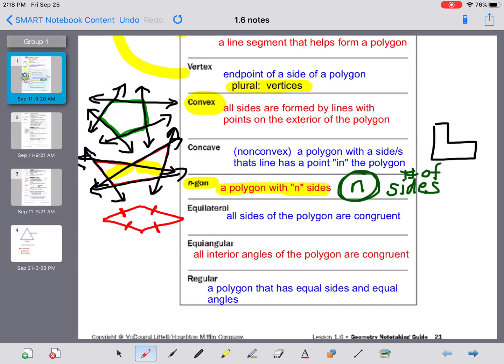Okay, the next one is equiangular, which means all the inside angles of the polygon are congruent. So I can draw you an equiangular. All these angles are exactly 90 degrees. So every angle in there.